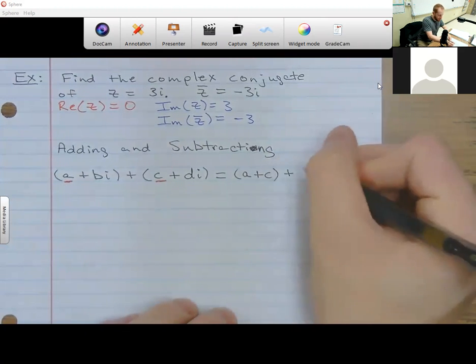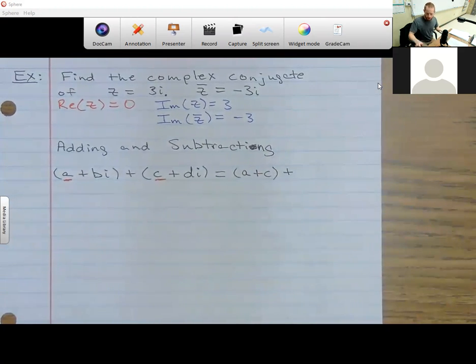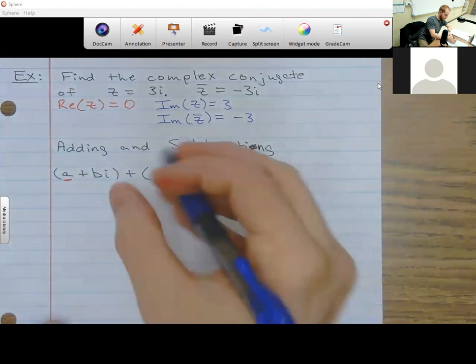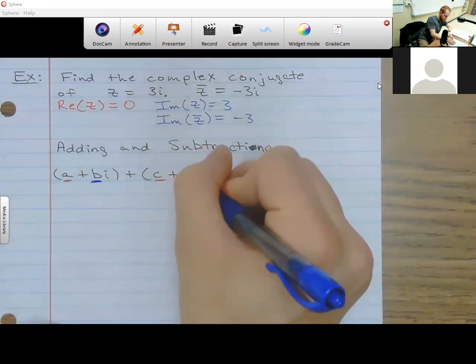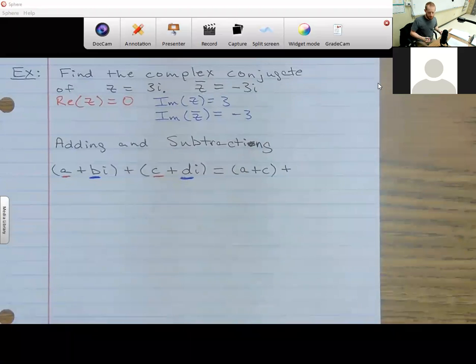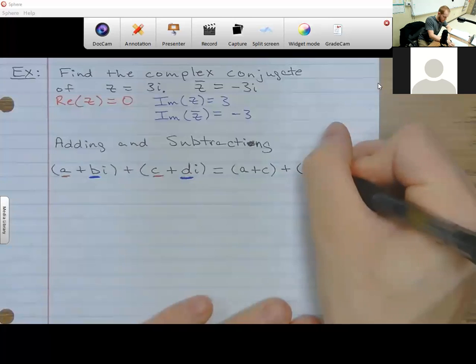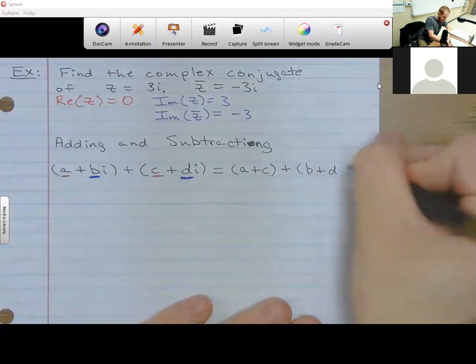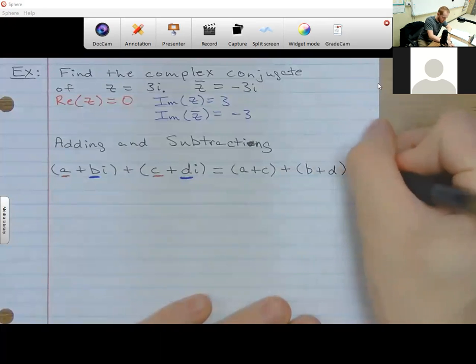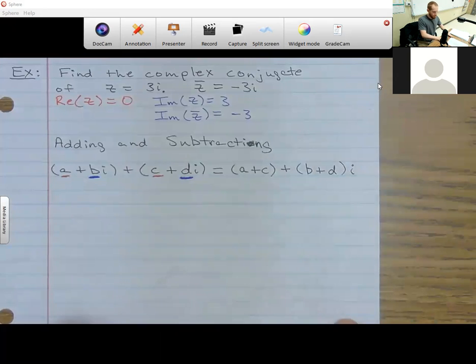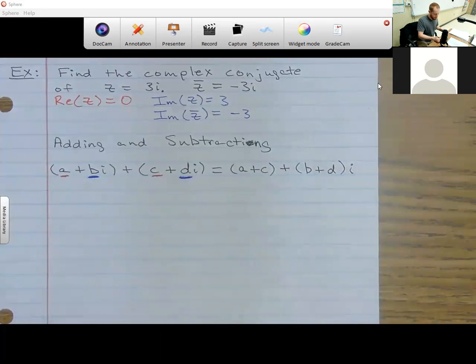And then after that, I'm going to put the imaginary parts together. So what are my imaginary parts? They're always connected to the i's, right? So it's going to be b and d. I'll underline those in blue. Okay, so those are the imaginary parts, b and d. I'm going to put those together over here. So b plus d. And then on the outside of the parentheses, I'm going to put my i, which is the imaginary unit. Okay? So that is adding.